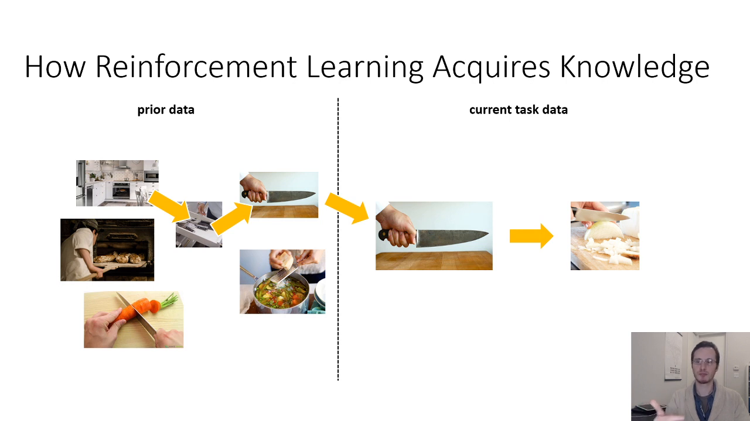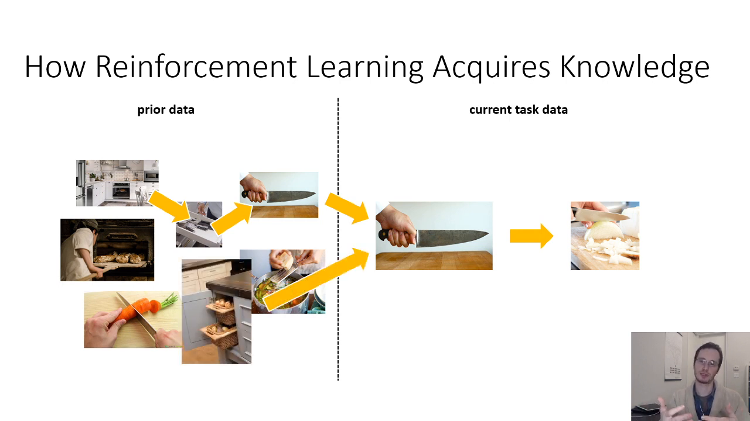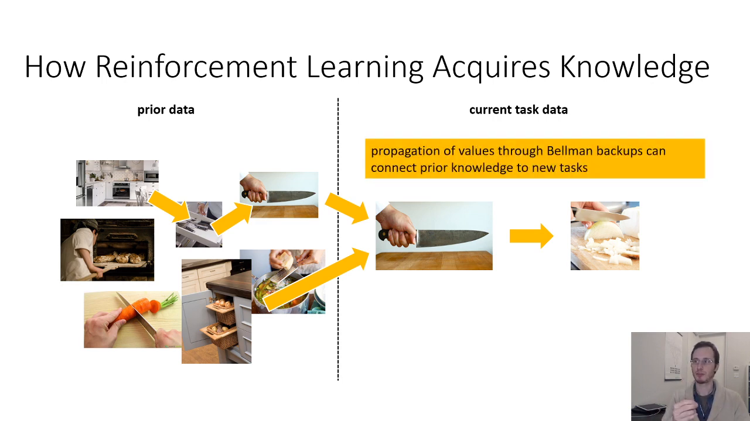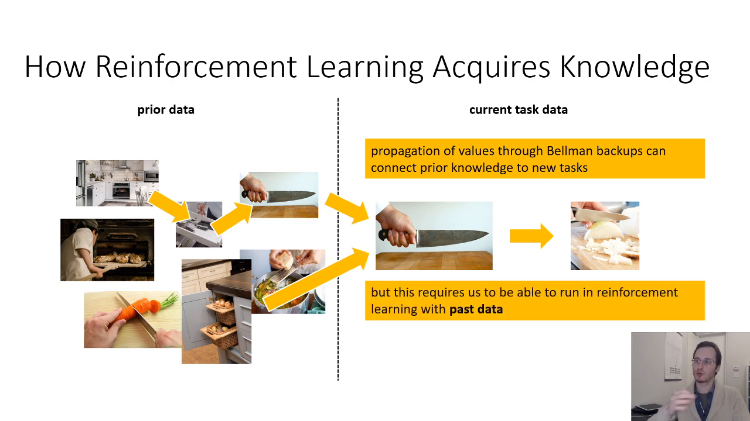And it doesn't have to be a one-dimensional process either. You could have other tasks, like for example, opening a container that might contain some onions, and that could also be a prerequisite. Propagation of values through Bellman backups can connect prior knowledge to new tasks. But this requires us to be able to run reinforcement learning with past data. And that's actually surprisingly non-trivial.